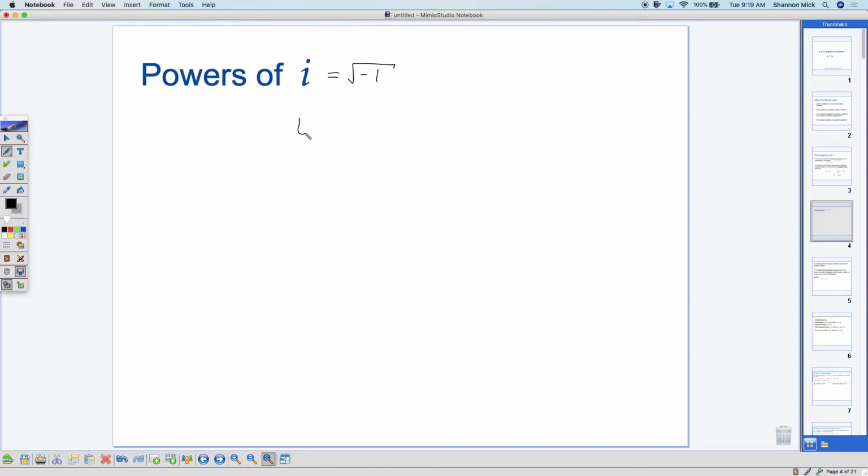So if I have i squared, i squared would be whatever i is. What's i? Square root of negative 1. Square root of negative 1. And then I have to square it. So it'd be negative 1. Because when you square a square root, you get what's inside, because a square root and squaring are opposite operations.